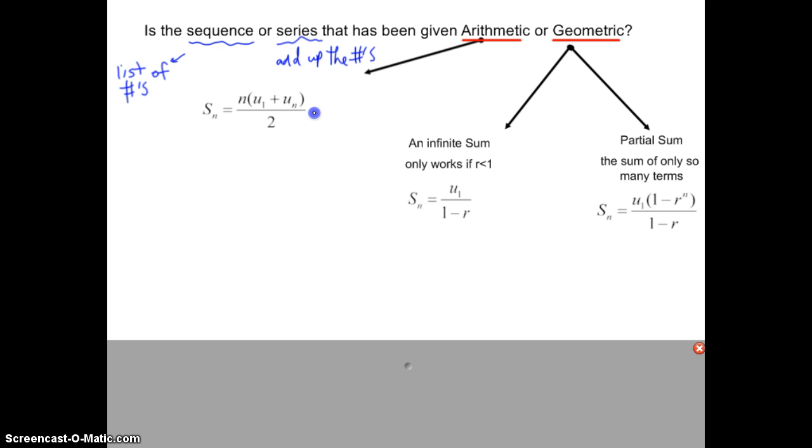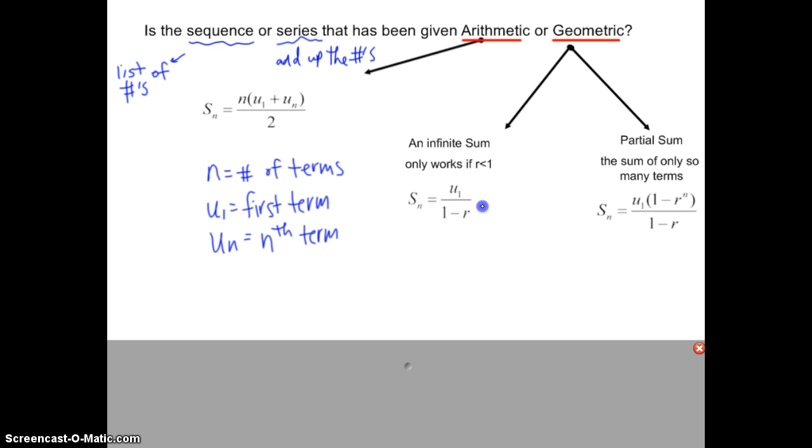formula we use. To find the sum of a finite number, or just a few terms, in an arithmetic series, we're going to use this formula. N stands for the number of terms. So if I want to find the sum of 1 to 20, I would put 20 there. U sub 1 is the first term, and U sub n is the nth term.